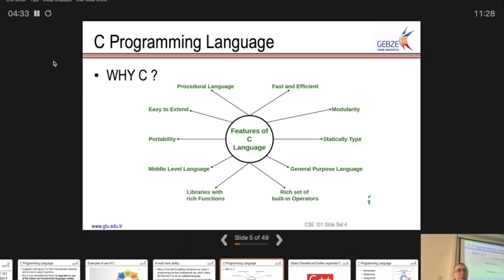So, it's easy to learn. It is fast. It is typed. Data types are known in advance. There are a lot of operators. It is flexible, has libraries, and it's portable. The problem is, since it is so flexible and easy, it is easy to make mistakes. That's why some people don't like it, because those mistakes are hard to find.